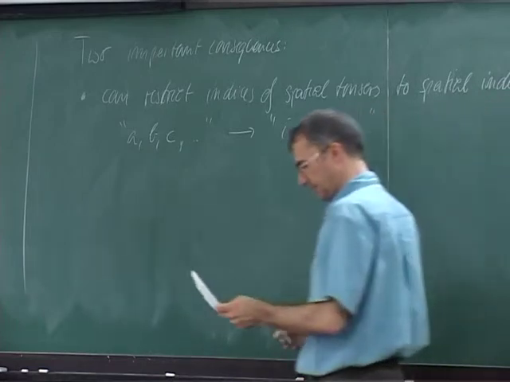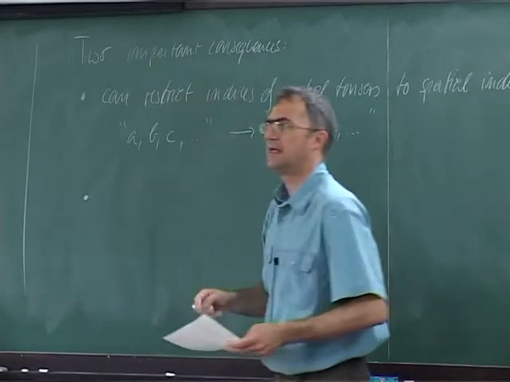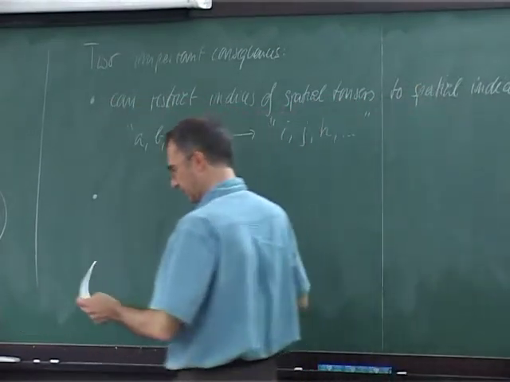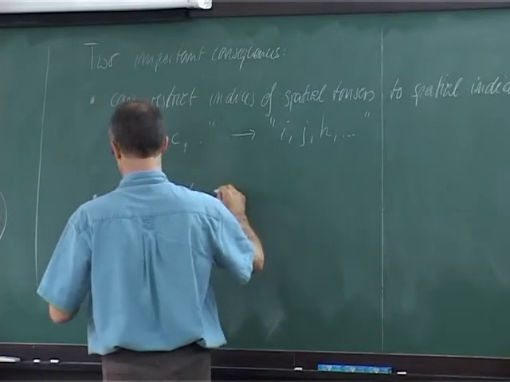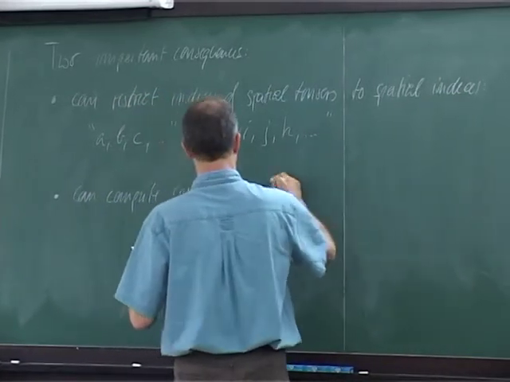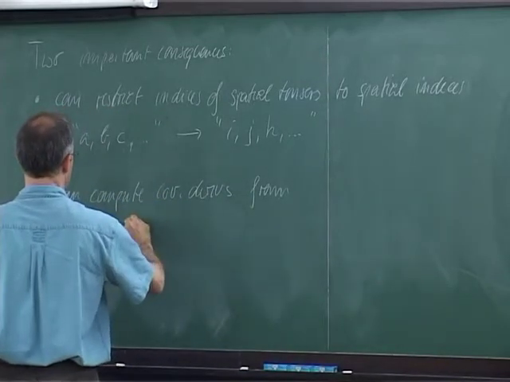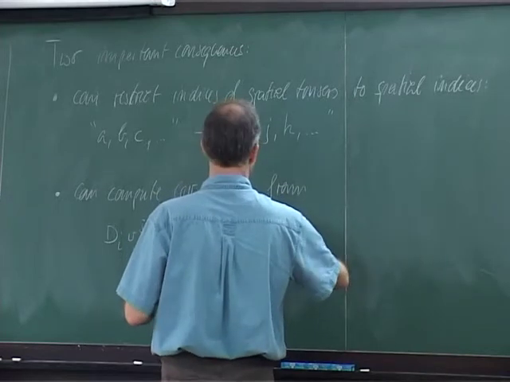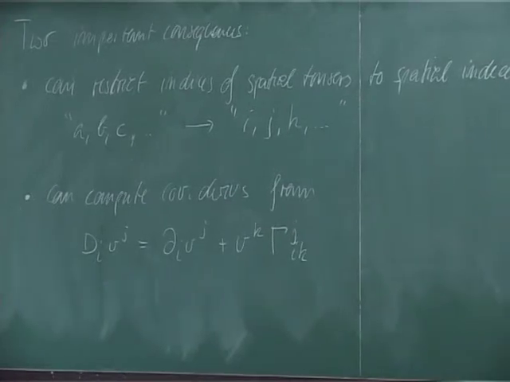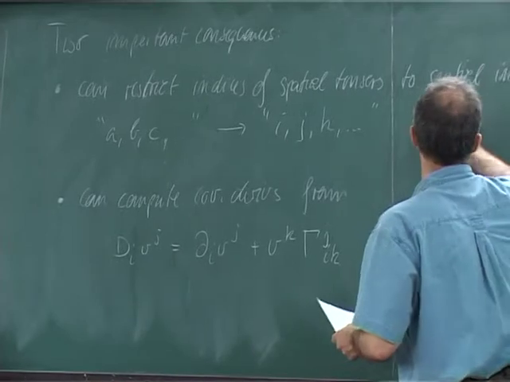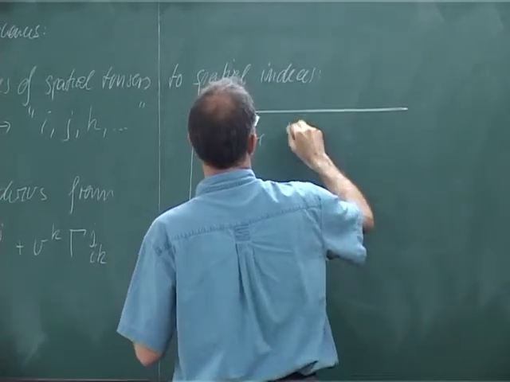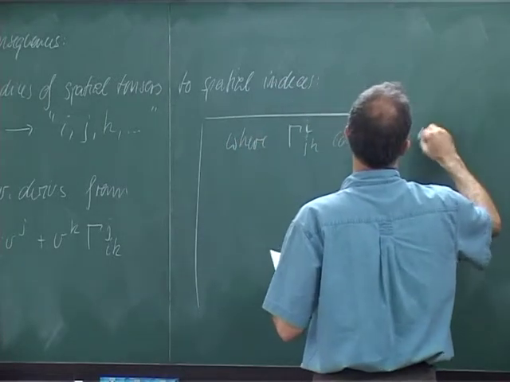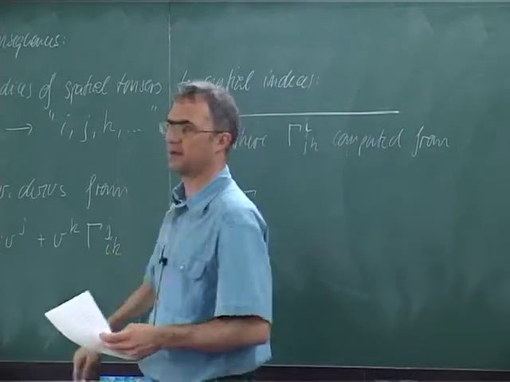Also, by the same argument, we can compute the spatial covariant derivative of tensors from purely spatial Christoffel symbols. So for example, D_i V_j we can now compute as partial_i V_j plus V_k gamma^k_{ji}, where there's no longer a 4 in front of the Christoffel symbol, because we can now compute these Christoffel symbols, gamma^i_{jk}, directly from the spatial metric, no longer the four-dimensional metric.